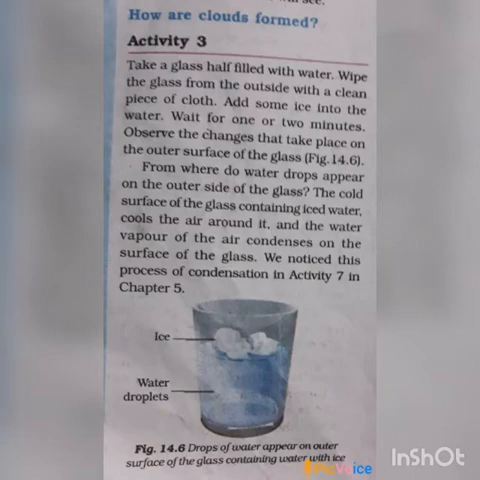Look at the picture, children. There is some water in a glass tumbler and there is also ice. After some time, we may see droplets of water on the outside of the glass. This is due to the condensation of the air around the glass. When the air or water vapor cools, it becomes water droplets.